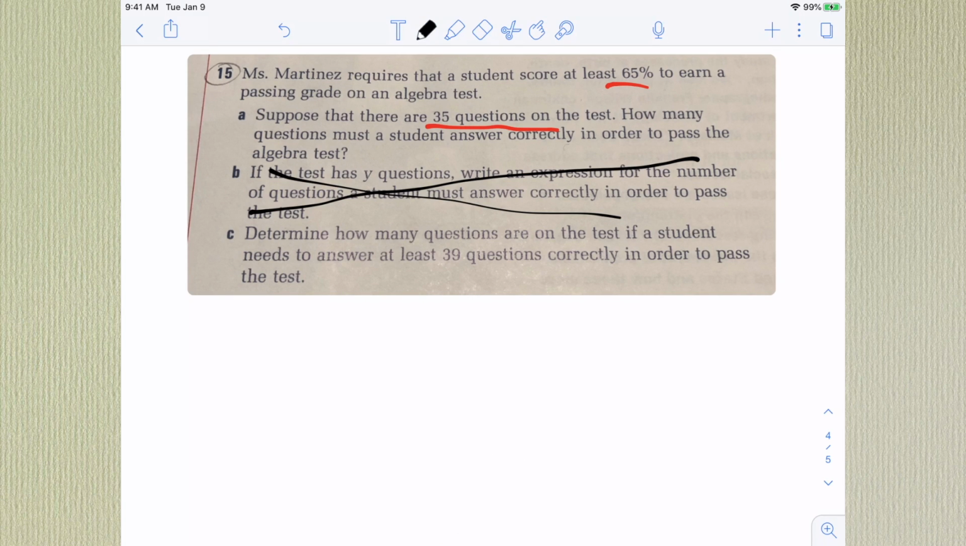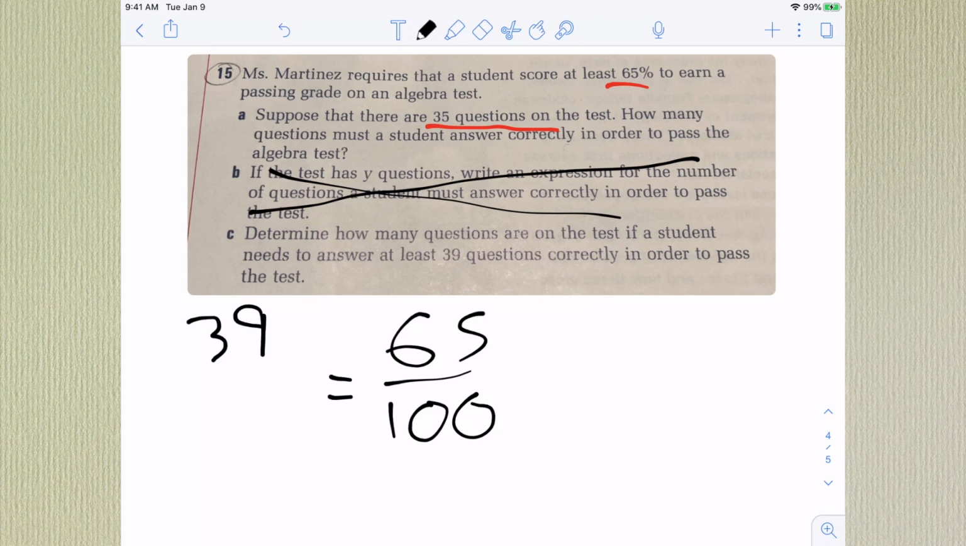So we have the same 65% on the right side, so that's going to be 65 over 100 again. But now, instead of figuring out what number out of 35 questions there are, we have 39 questions out of a certain number of questions. So it'll be 39 over x.